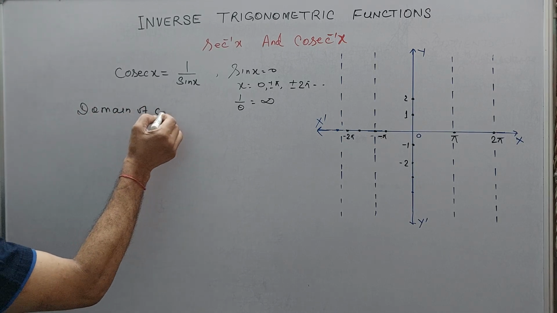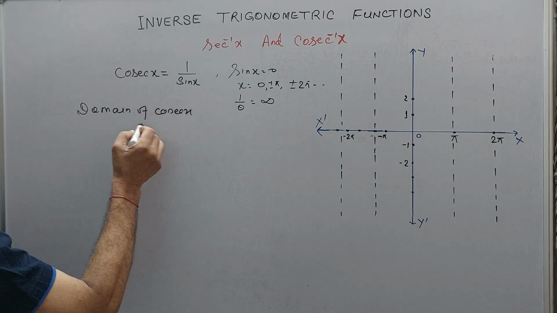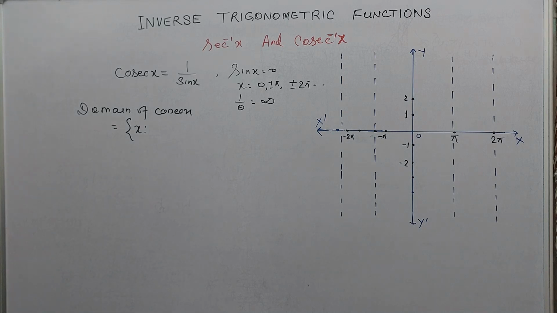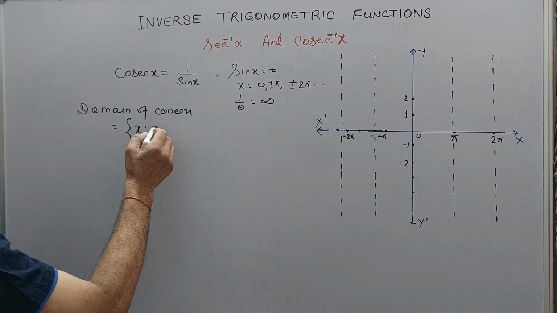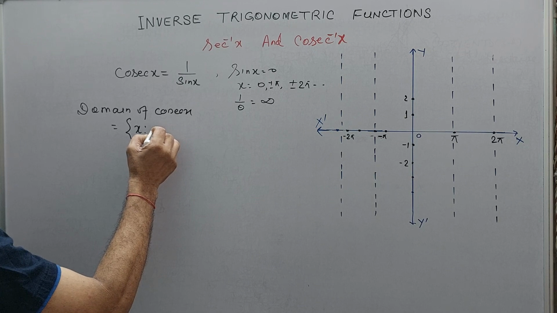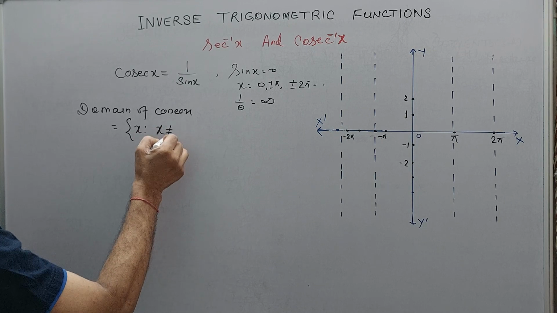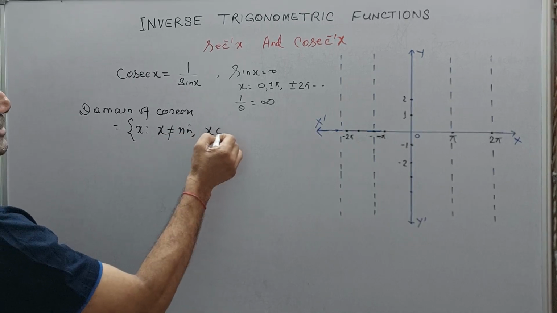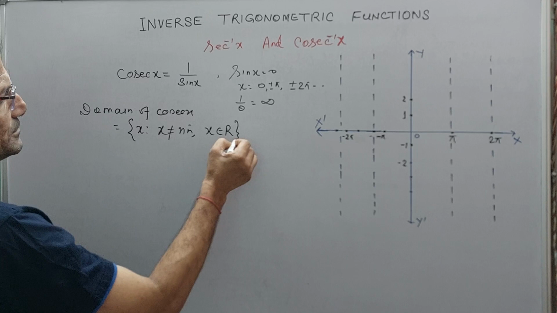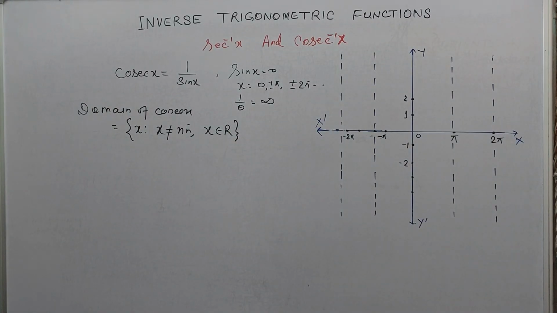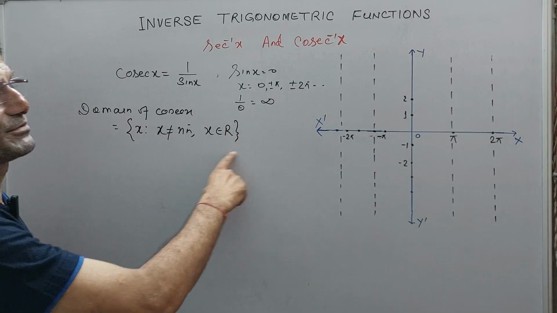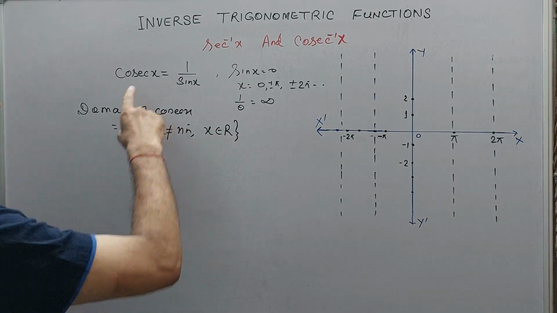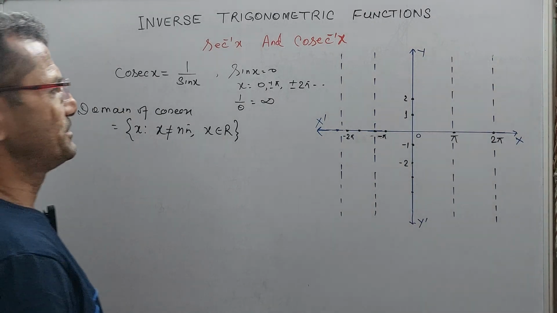domain of cosec x will be x such that x cannot be n pi, and all real numbers. Here x belongs to the set of real numbers. So we have to delete these from the set of real numbers. The set of real numbers is from minus infinity to plus infinity. For these angles, the cosec x will not be defined.